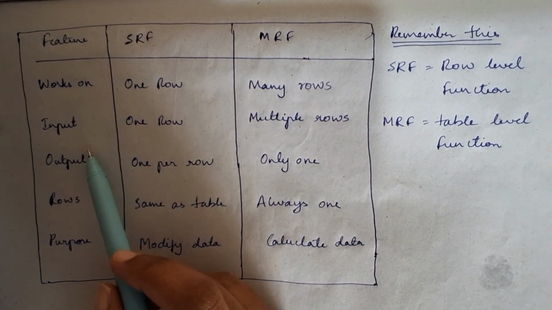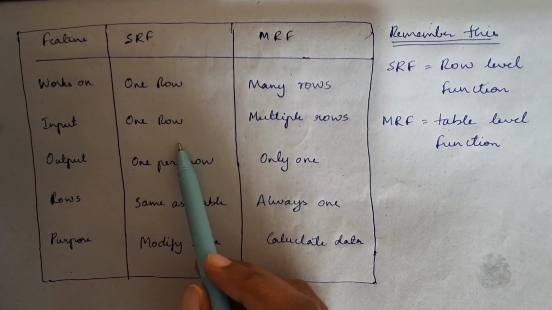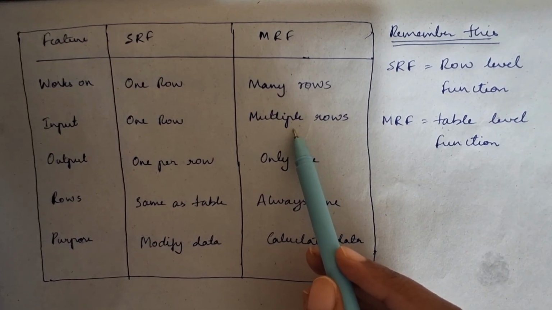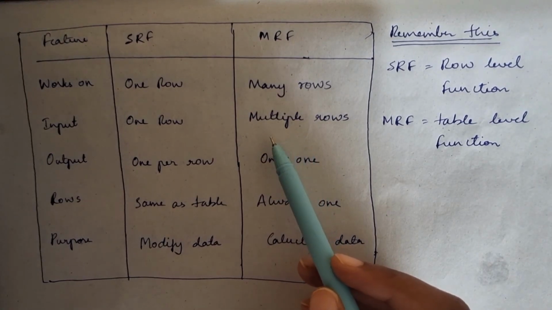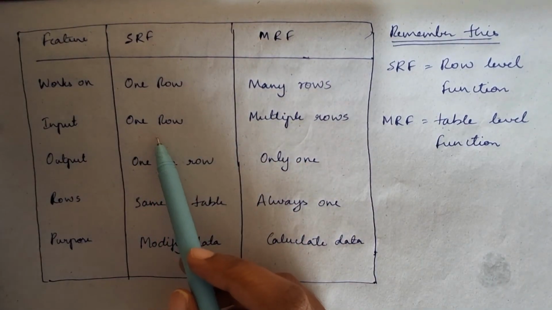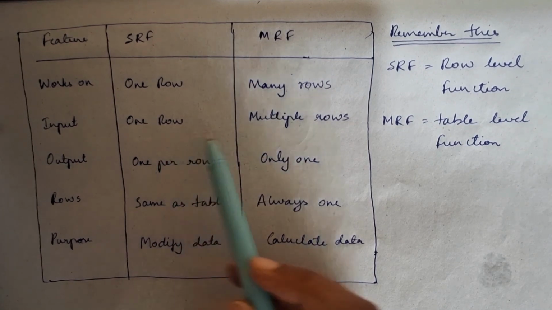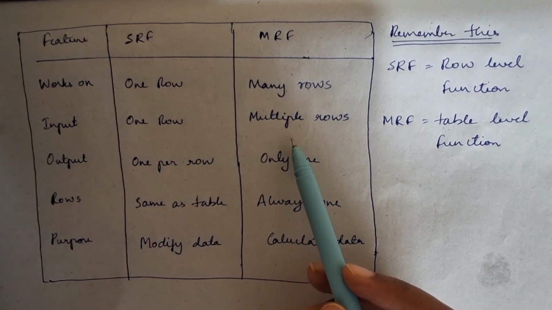Second point is input. For SRF, input is only one row. It takes one row and returns one result. For MRF, input is many rows. It takes all rows together and calculates. For example, we have the length function, which is an SRF function which takes one name and finds the length of that name. And an MRF function called average, which takes all the marks, that is multiple rows, and gives one output, that is the average of all marks.